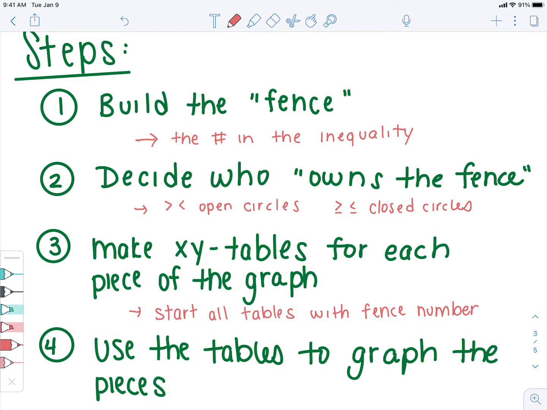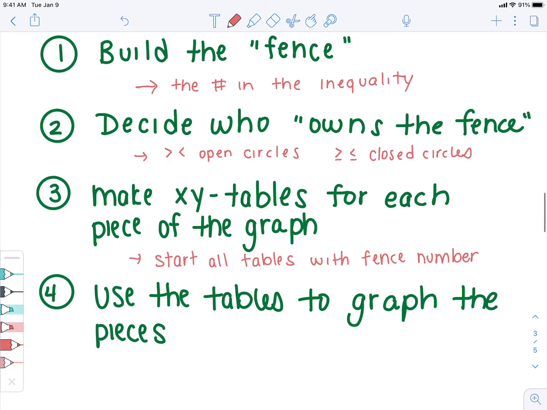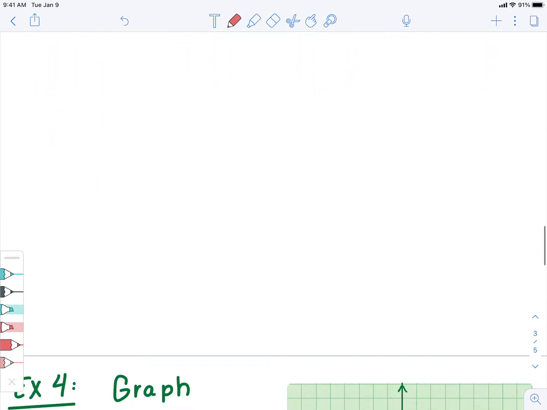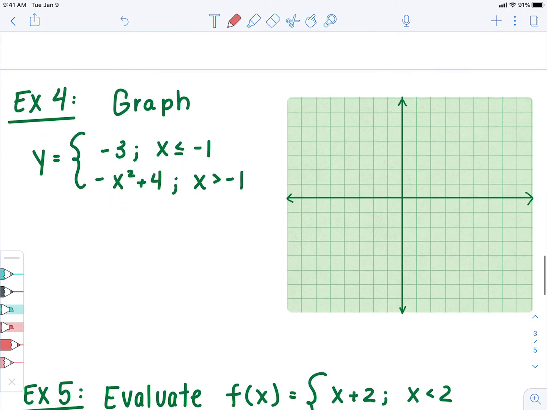Can I change this? You've got it written down? Cool. All right, let's do one more together.